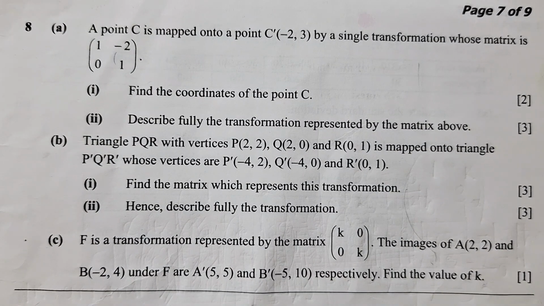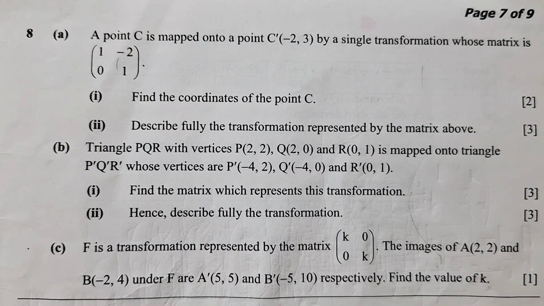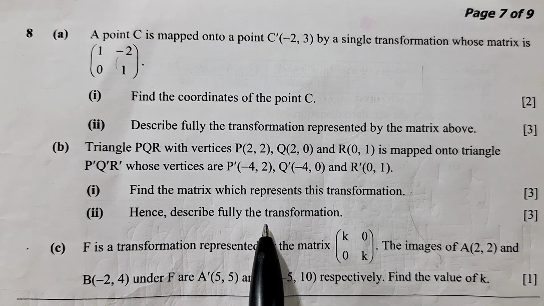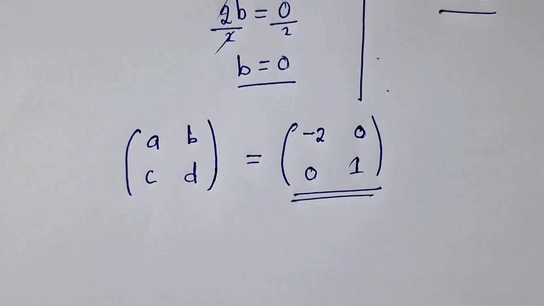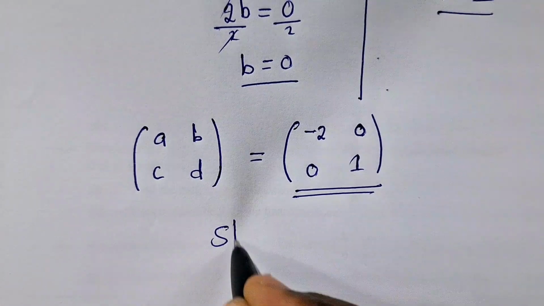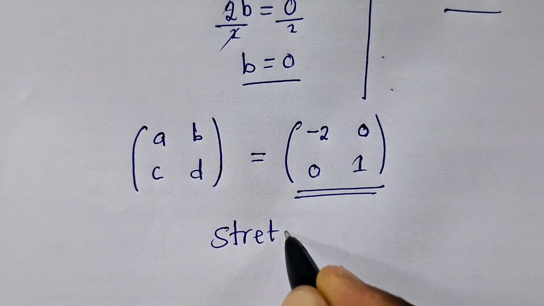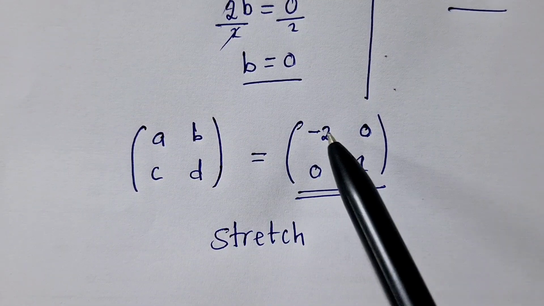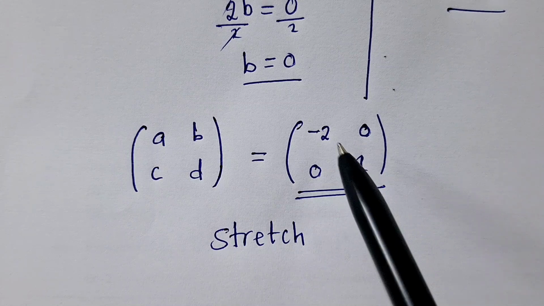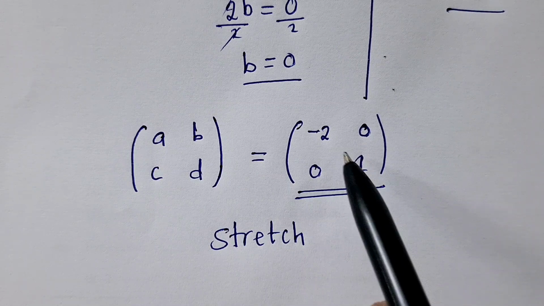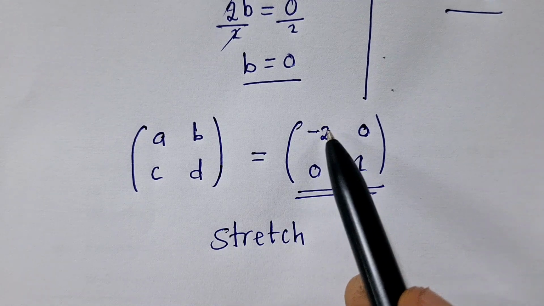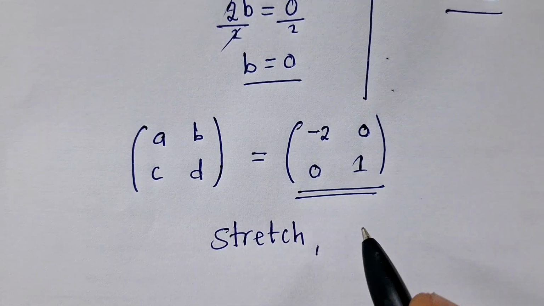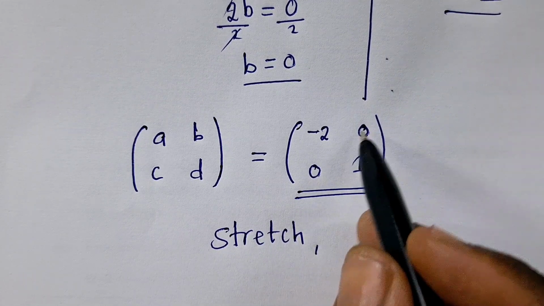Okay. We now come to the next question. So for the next question here, they're saying, hence describe fully the transformation. So in describing this, just looking at the way the matrix looks, this is stretch. Stretch looks like enlargement. Enlargement, you have the same numbers here on the major diagonal, but for stretch, it will be different numbers. So there will be a 1 and a different number right here. So this is stretch. And please remember that stretch will have zeros here.